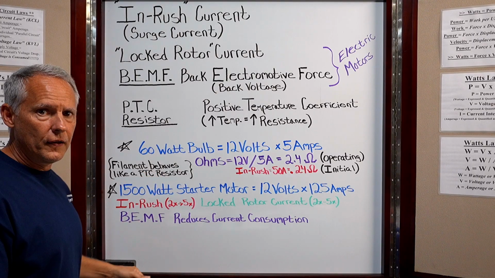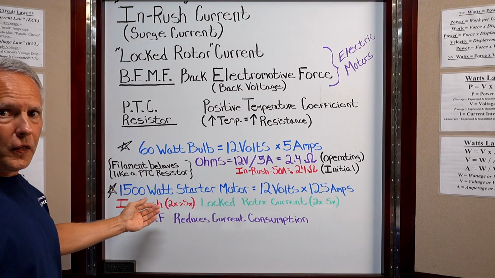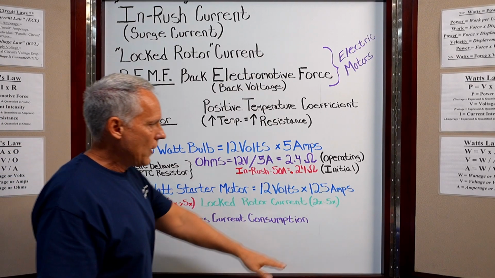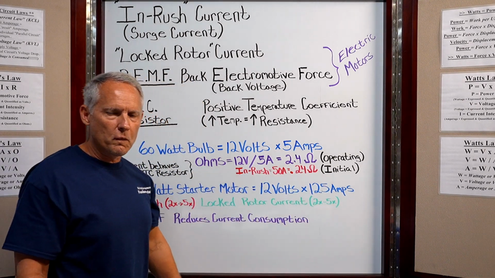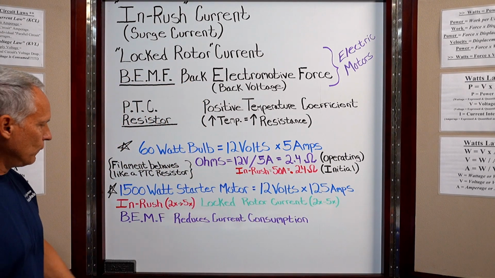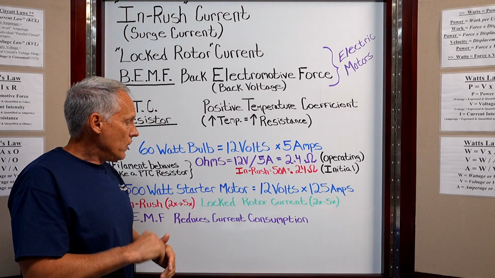So that being said, here we have a 1500 watt starter motor. We know we've got a 1500 watt starter motor in a 12 volt system. Well, that means that the current flow through that starter motor is 125 amps. We're good to go. That's all we need to know. It's absolutely incorrect.